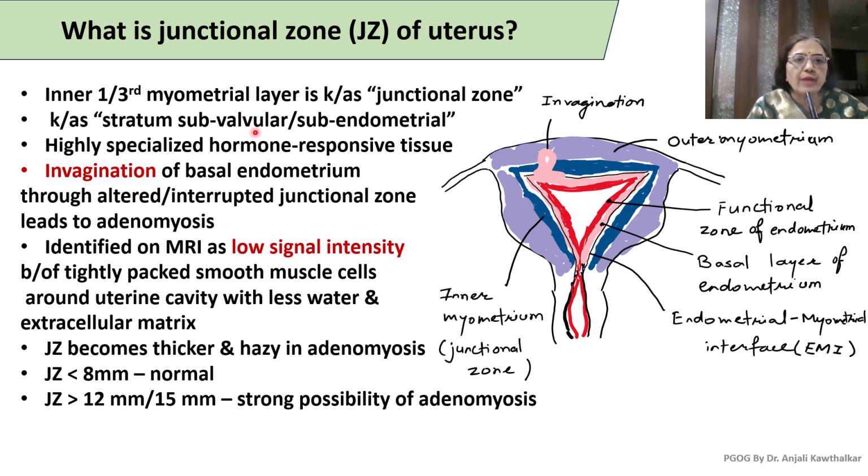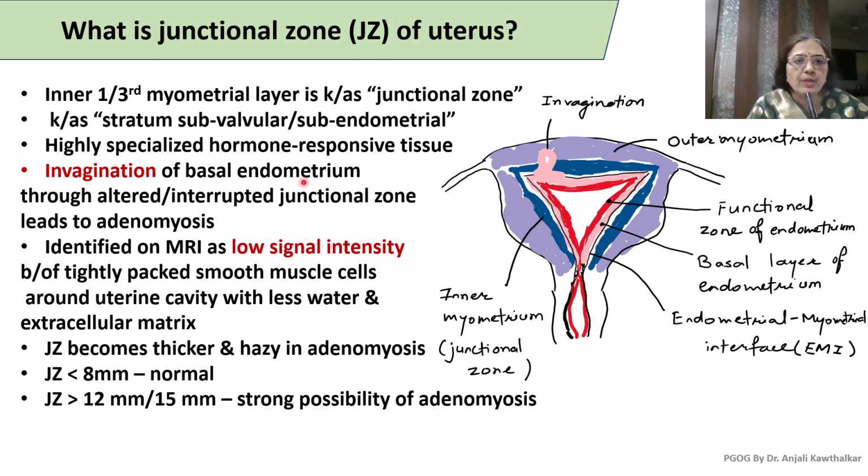It is also known as the subvalvular or subendometrial layer. Why it is called subvalvular is that there are vessels supplying the endometrium, and just beneath this vascular network we have this junctional zone. That is why it is called the subvascular or subvalvular or subendometrial layer, which is commonly used terminology by radiologists, especially when they look at the junctional zone on MRI pelvis. Now, this junctional zone is a highly specialized hormone responsive tissue.